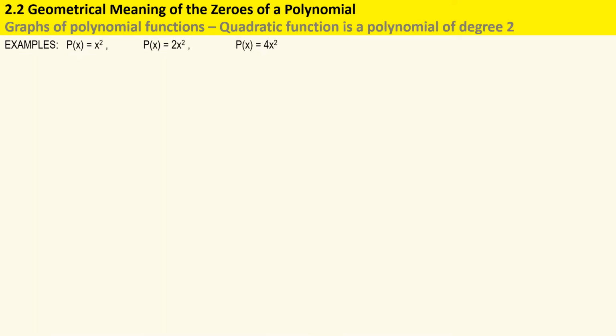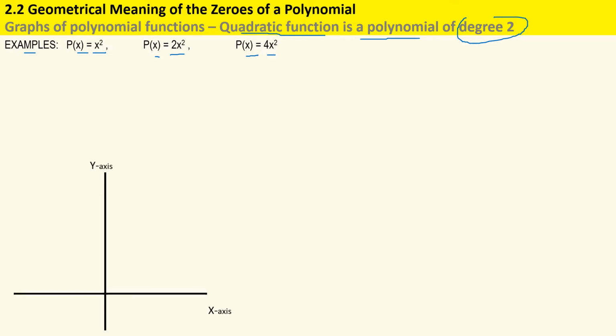Now let's try to see how the graphs of quadratic functions or quadratic polynomials, which have degree 2, look like. Let's take examples of p(x) = x square, p(x) = 2x square, or p(x) = 4x square. So we are now trying to see the graphs of quadratic functions and see how they look like.